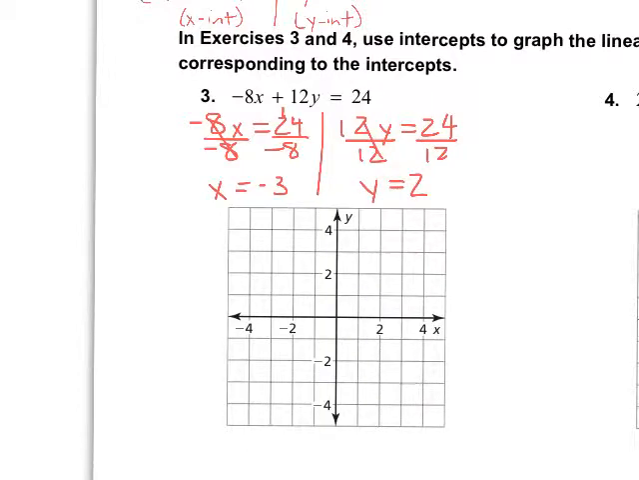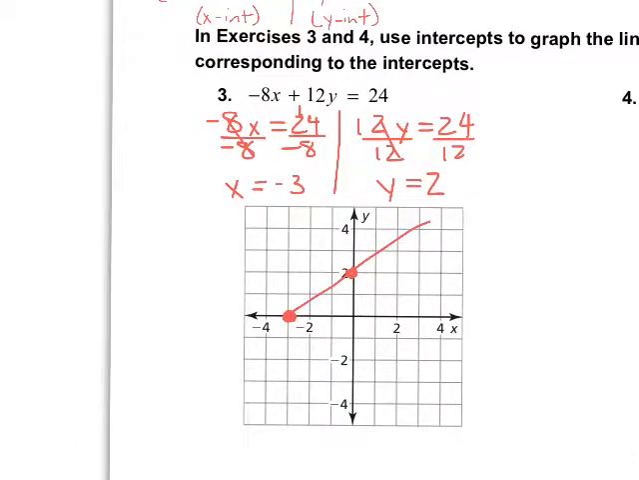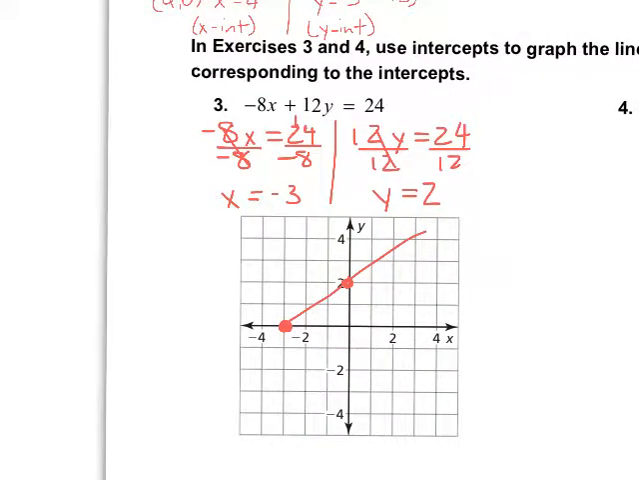Okay, so x is negative 3 on the x-axis, I go left 3. Y is 2 on the y-axis, I go up 2. And I connect them with a line.